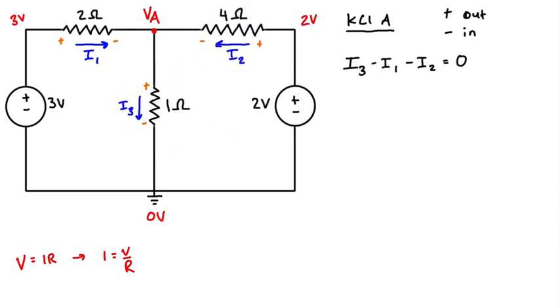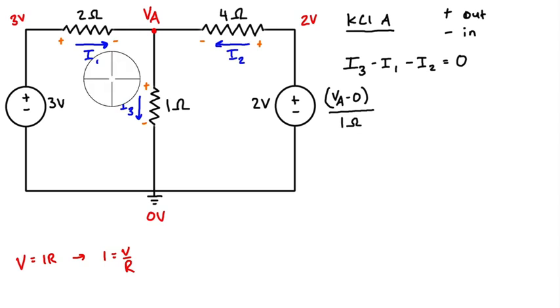The voltage across this resistor is VA minus 0, because we've assumed that VA is higher, so when we subtract the lower one, this is going to be the voltage drop. And then we divide this by the resistance, which is 1 ohm.